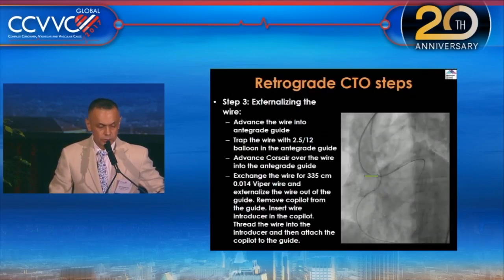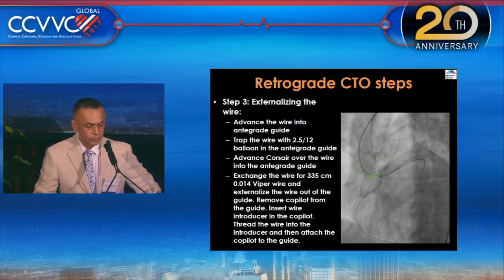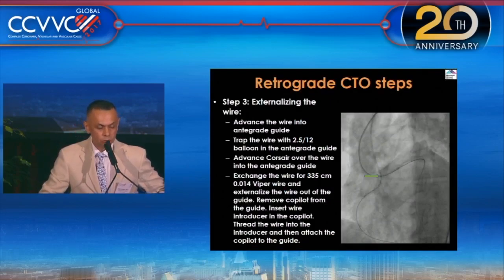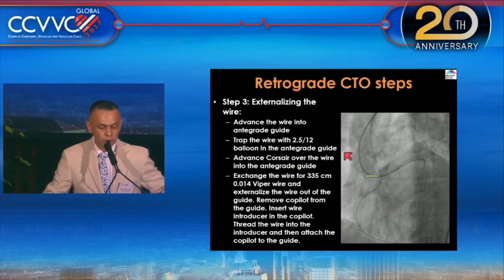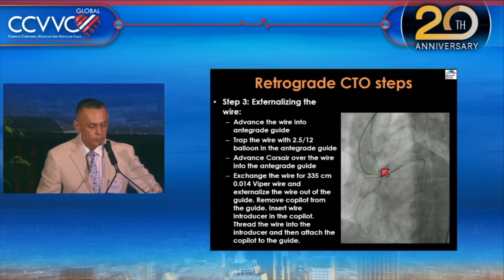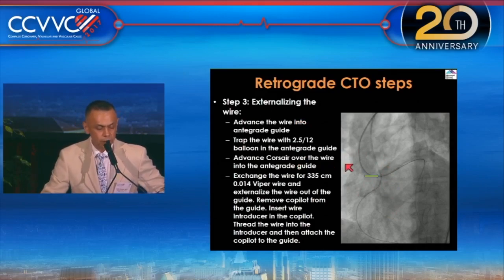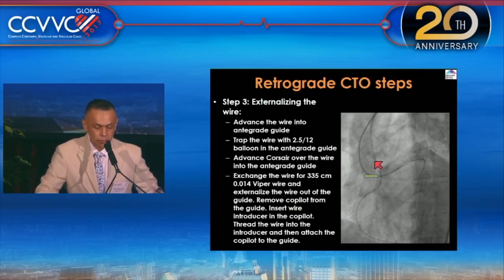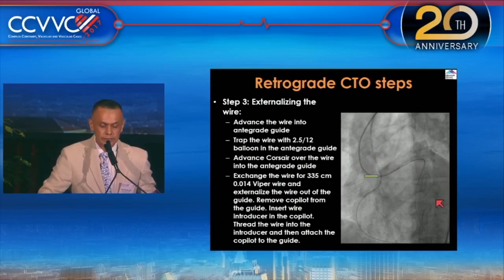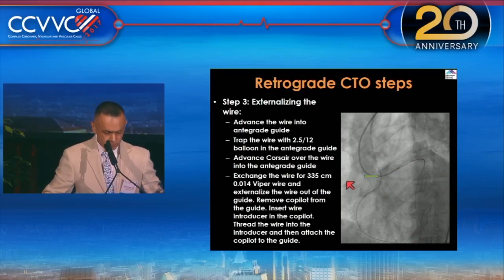Here they cross, and the third step will be externalizing the wire, which means advancing the wire into the antegrade guide. You have a trapping balloon here, 2.5 by 12, so the wire doesn't move. Then you have to advance the Corsair into the antegrade guide. That's when you exchange to a 335 cm Viper wire. And by doing that, you're creating a conduit between the left system and the right system.